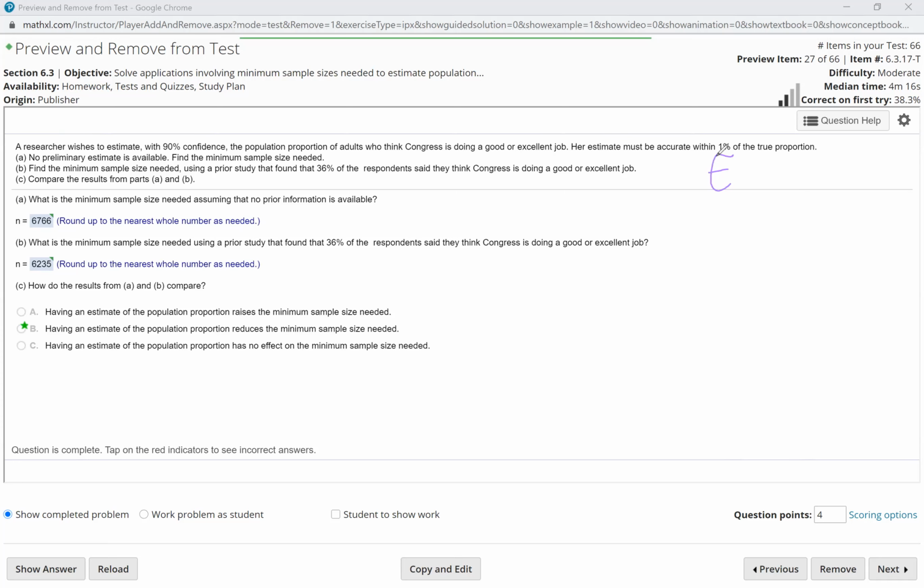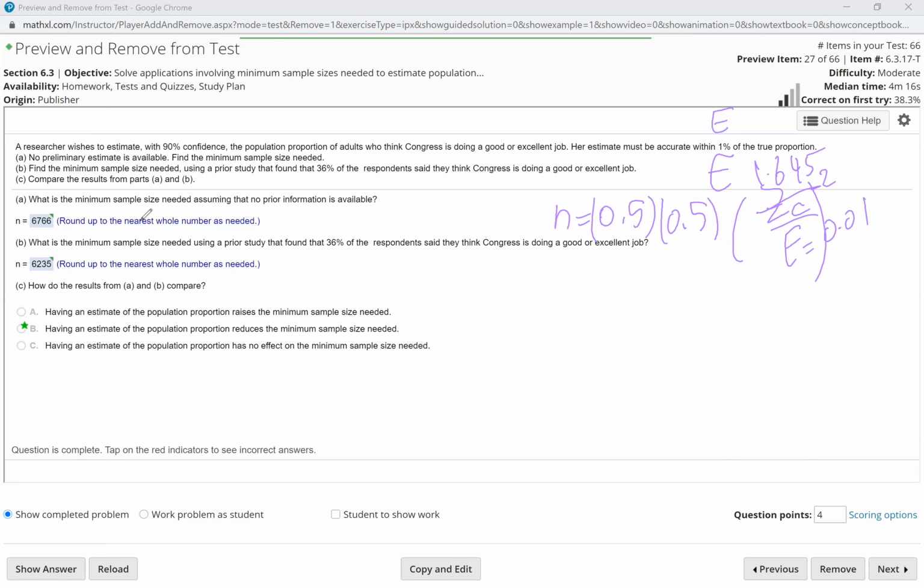What's the sample size? If no preliminary estimate is available, the sample size will be this, guys. 0.5 times 0.5 times ZC over E squared. Okay, do you know for 90% confidence what ZC is? I asked you to try to memorize this. It's 1.645. And E is what comes after within, which is 0.01. So you just do the math and get the sample size. You must round it up. See, it says round up to the nearest whole number.